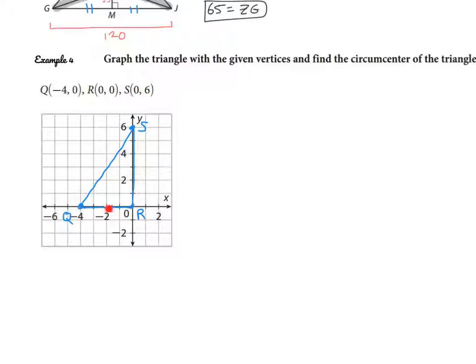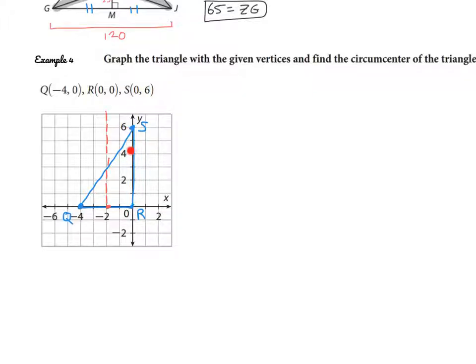Let's start by finding the perpendicular bisector of QR. I see that QR, this distance, is 4, so I know that the exact halfway point is -2 right here. Since this is a horizontal line, the perpendicular line will be exactly vertical. I'll draw in a dotted line, my perpendicular bisector. Again, I know that it's 90 degrees because this line is horizontal and this line is perfectly vertical, and I counted these units and cut it in half.